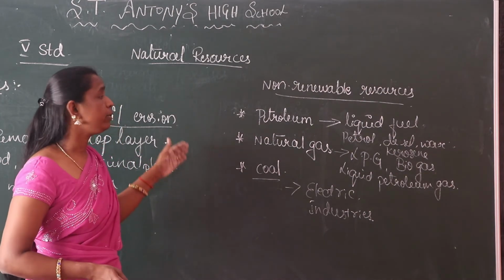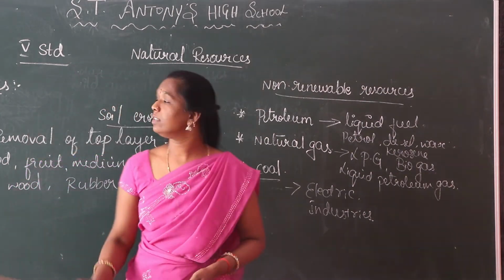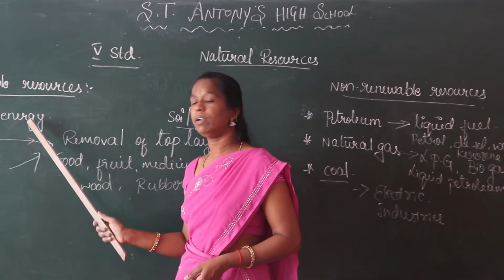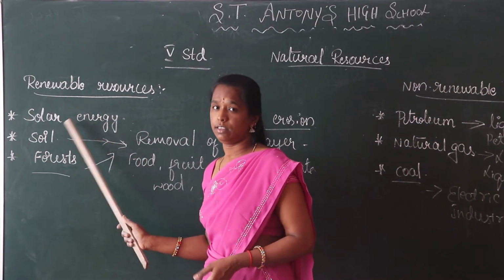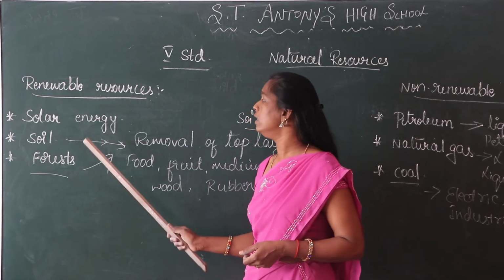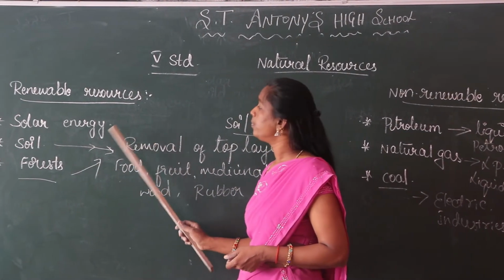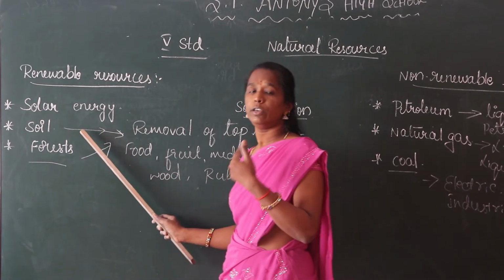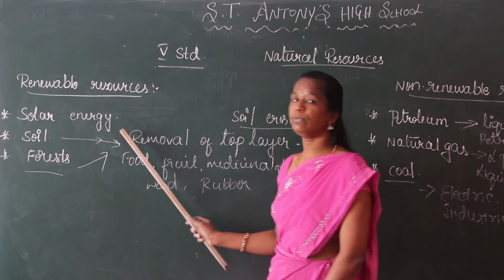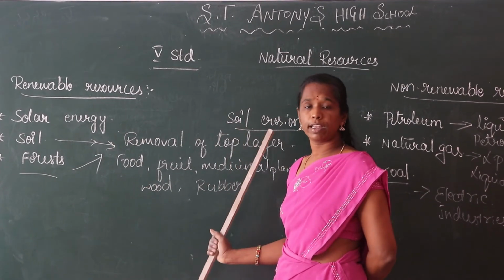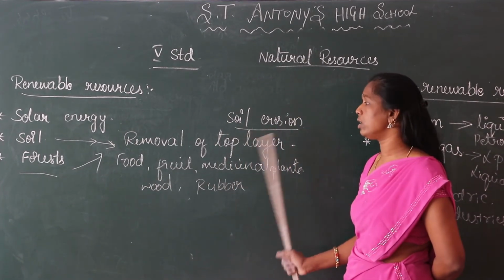Okay children, today's class is on renewable resources and non-renewable resources. Renewable resources means, for example, solar energy, soil, forest. Solar energy is got from the sun. Soil means the top layer of the soil. It is helpful for the plants and animals also. The removal of the top layer of the soil is called soil erosion.